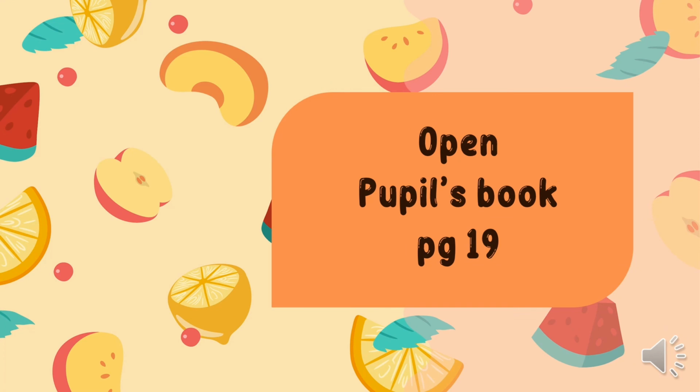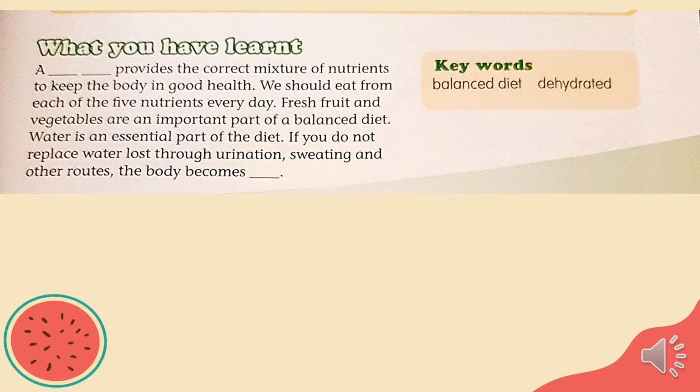Now I would like you to open your pupil's book, page 19. Let's do the question mentioned over there. What you have learned. A blank provides the correct mixture of nutrients to keep the body in health. What's the correct mixture of nutrients? Yes, it is balanced diet. You can write number one here, the balanced diet.